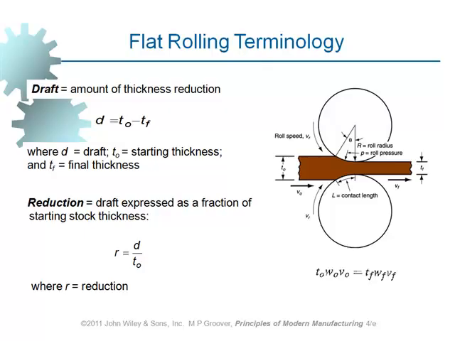If this is the case, we do not allow the material to actually change its width. So if W0 is equal to WF, and T0 is greater than TF, then how can we relate V0 to VF? VF should be greater. That's for sure. Right? So, on the basis of having the same volume of the material, we can write such an equation. Volume is the same. So, when there is less thickness, there is a greater speed.